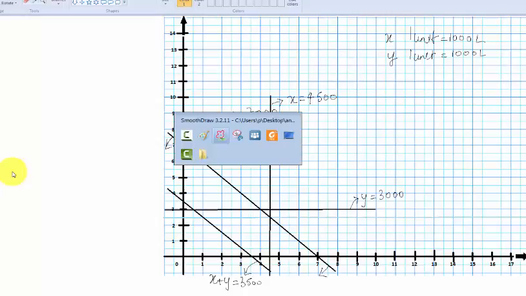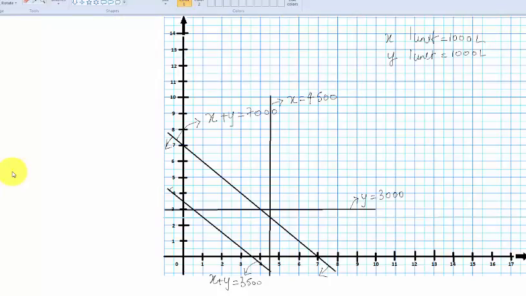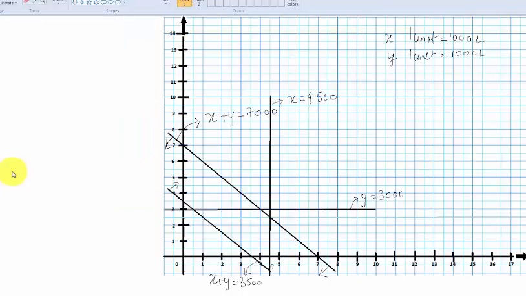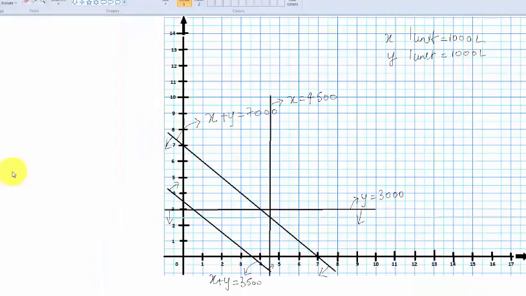Now the next equation which I had was greater than 3500. The origin does not satisfy the equation, and hence this half is the solution. Okay, next y is less than 3000, so this half is the solution. And then I have x is less than 4500, which means this side of the graph is the solution.